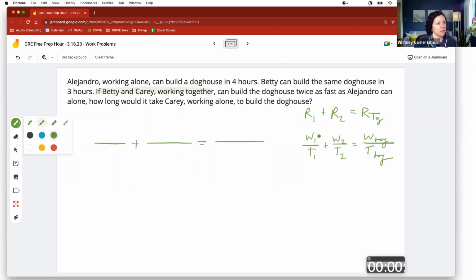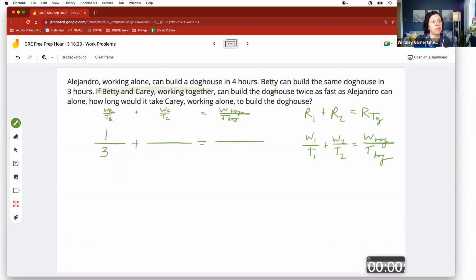So I want the work of Betty over the time of Betty, basically, plus the work of Carrie over the time of Carrie. And that's going to be the work of those two together. Okay, so let's take a look. I know that Betty, that's my first fraction, can build a doghouse in 3 hours. Now, often what we'll do is pick a single unit. So if it says a doghouse, a room, whatever, we'll just call that one. So we'll say one doghouse in 3 hours.